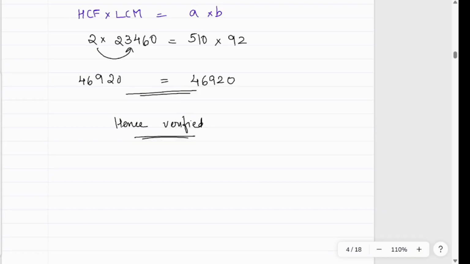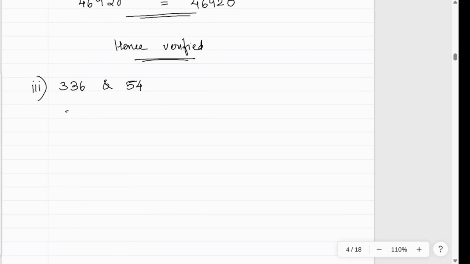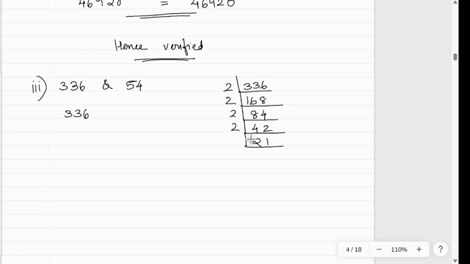Now we have to go with the next question, the third one. The third one is 336 and 54. How to do this one? First we have to find the factors of 336. 336 is divisible by 2. How much will we get? 168. Then again divisible by 2, which gives 84. Again divisible by 2, so we will get 42. Again by 2, 21. 21 divided by 3, 7 3s are 21.